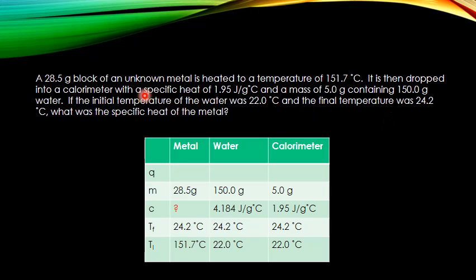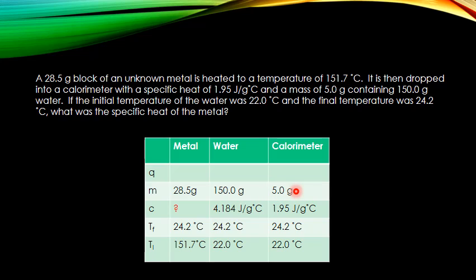And so I just started my problem up here: a 28.5 gram block of an unknown metal. Okay, well that goes in the metal category, and that's a mass, so I'm going to put this under the mass. It's heated to a temperature of 151.7 degrees Celsius. Well, that's my initial temperature of my metal. It's then dropped into a calorimeter with a specific heat of 1.95. Well, that goes under my calorimeter category, right there, under specific heat. And a mass of 5 grams. Okay, calorimeter once again, and here it is, 5 grams.